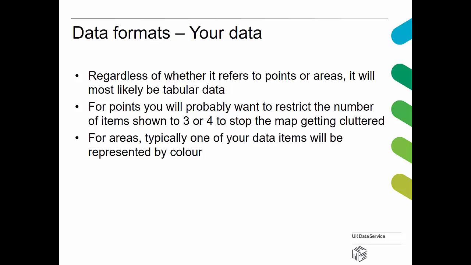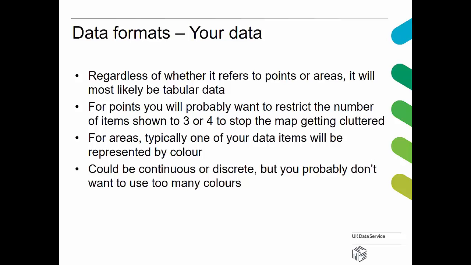And as I think we mentioned before, if it's an area denoted by a polygon on the map, the chances are you're going to want to use the fact that you've got enclosed spaces and colour those enclosed spaces, and the colour will represent in some way one of your data items. It's not obligatory, but it tends to be what happens. And this could be continuous or discrete, but you probably won't want to use too many colours. It has the same effect as having too many data items. It just becomes too cluttered. You need a very large legend somewhere on the map to describe what all these colours represent, and it just gets a little bit messy.